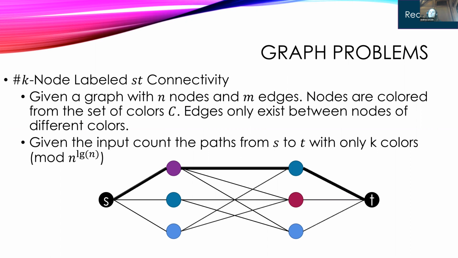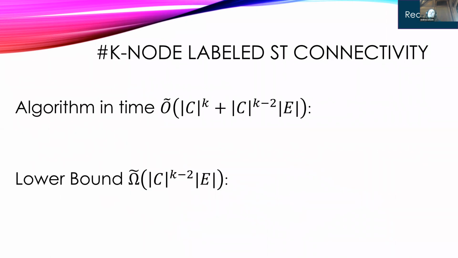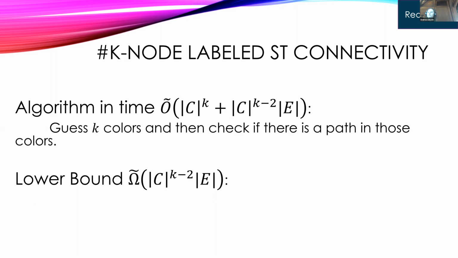So we're going through and we're counting all these paths. We can get an algorithm that's pretty efficient. This algorithm looks kind of naive. You just guess the K colors and then check if there's a path in those colors, or in the case of counting, you count how many paths there are using those K colors.